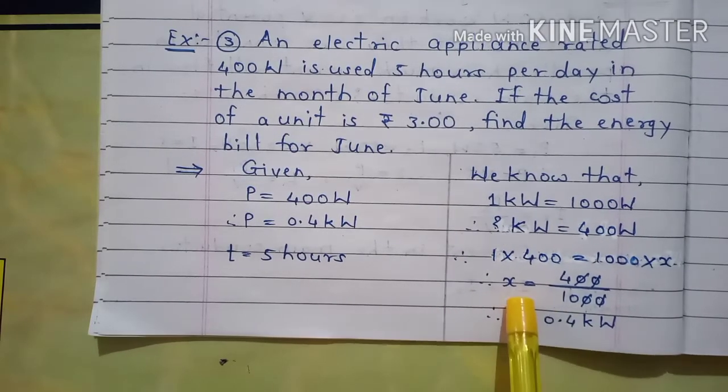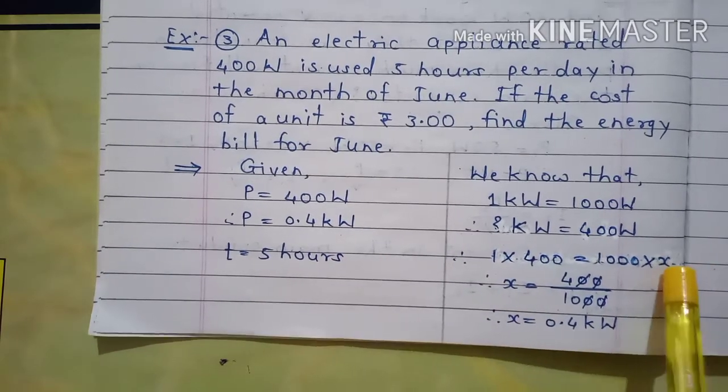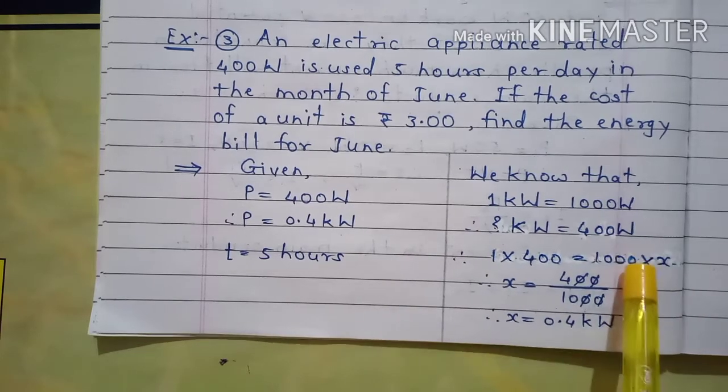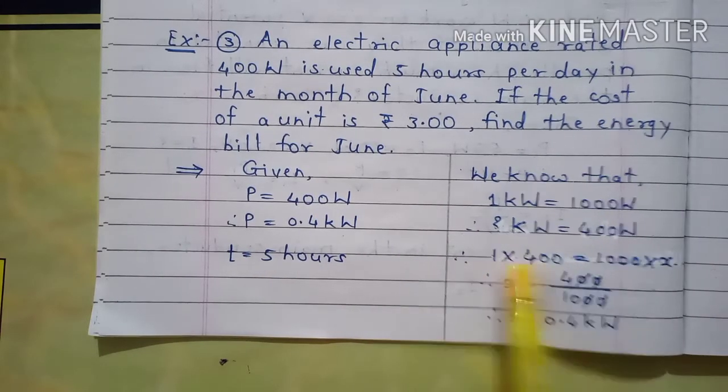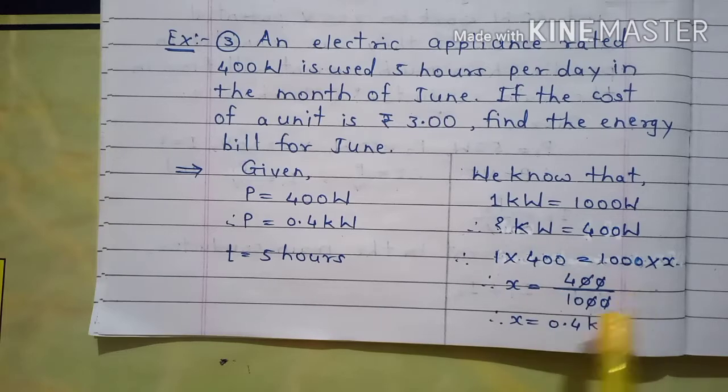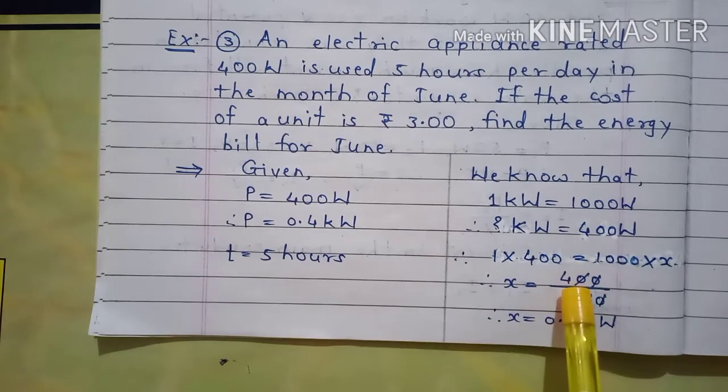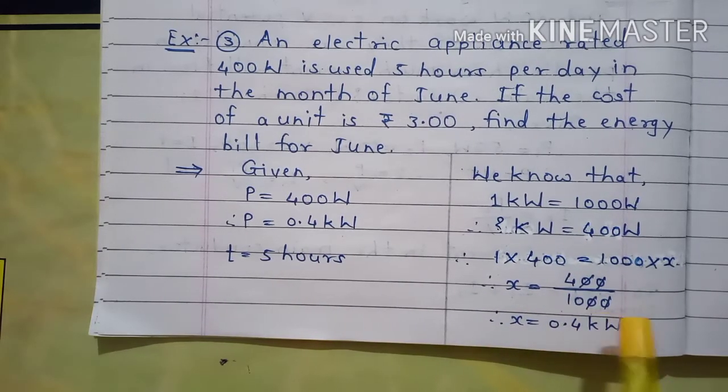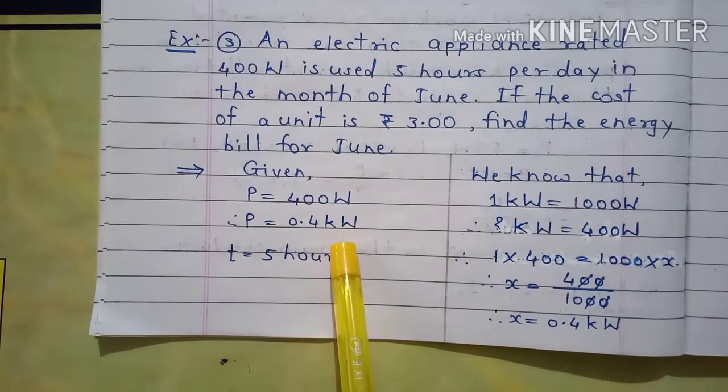Now we have to calculate this x kilowatt. So therefore x is equal to, means here x will be on right hand side only. This 1000 will come to this side. It will become divide, means 400 upon 1000. So here numerator's 2 zeros and denominator's 2 zeros will cancel. So it will be 4 upon 10 only. And 4 upon 10 means what, children? 0.4 kilowatt. So in this way we converted watt into kilowatt.